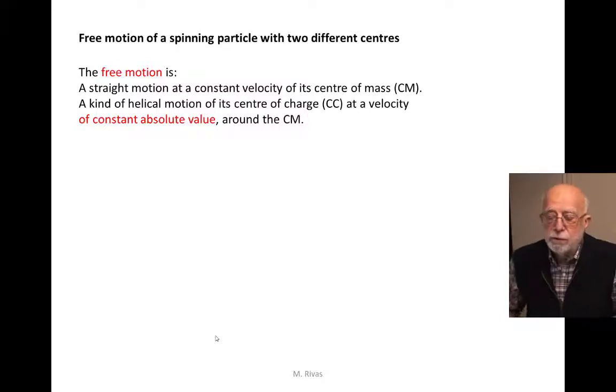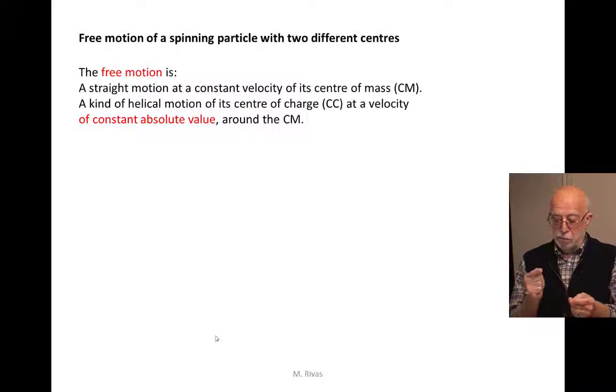Why of constant absolute value? Well, because if the absolute value of the velocity of the center of charge is not constant, it means that in this point the velocity is different than in any other point. And if the velocities are different, this will mean that some kind of external torque or something strange is happening at these two times. These two times cannot be distinguished. We cannot distinguish in the evolution of the center of charge one instant of time from any other if the particle is free.